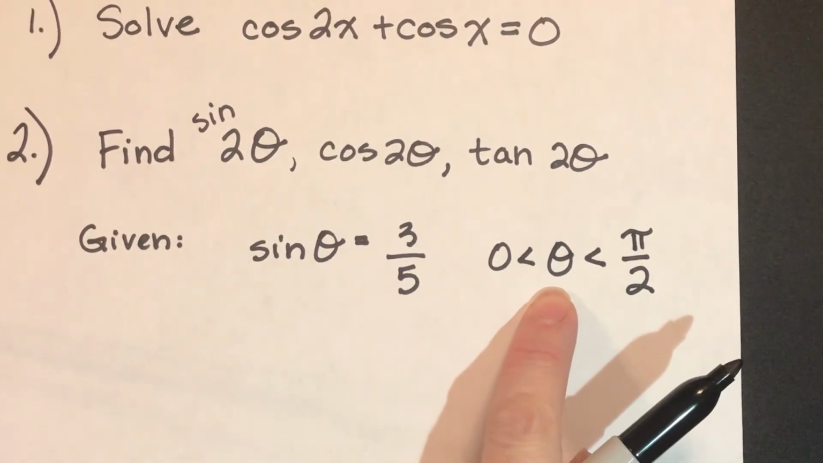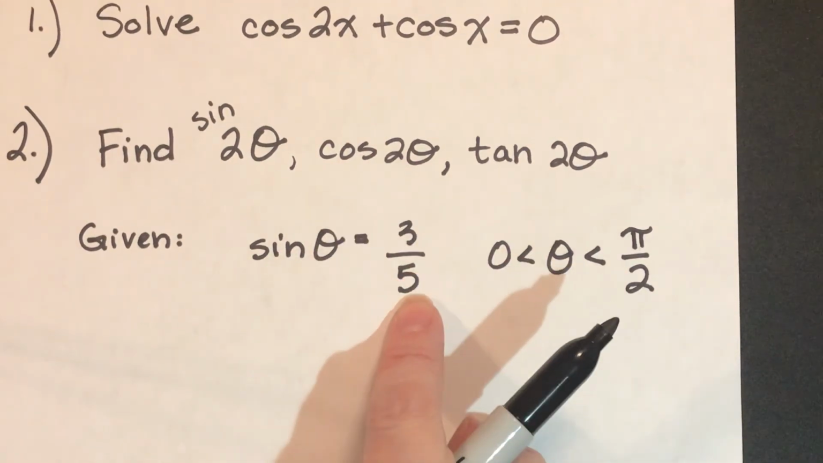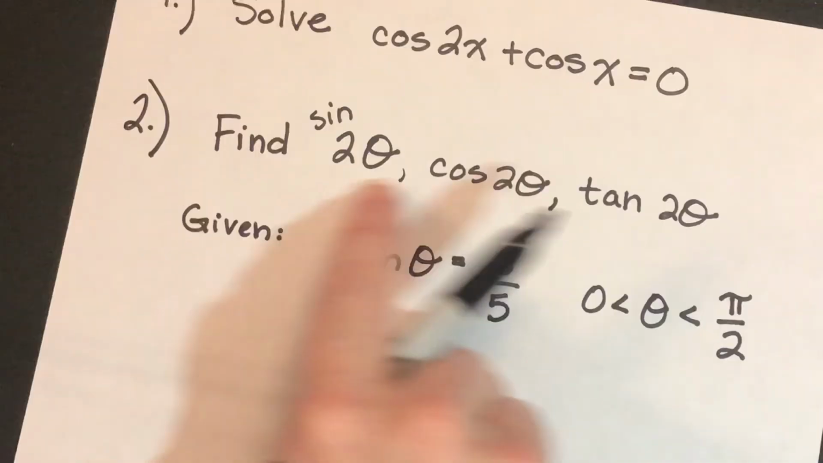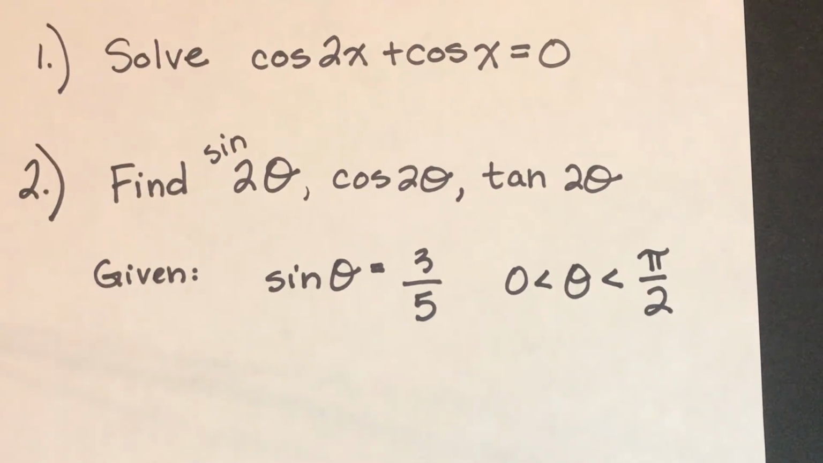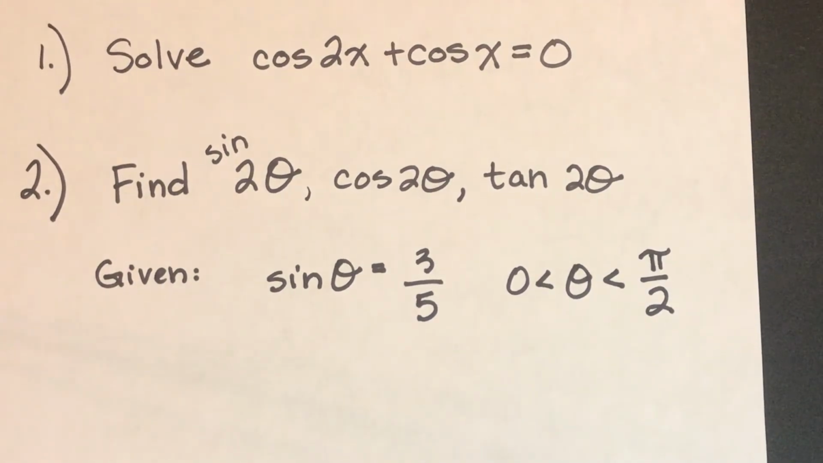So this is how you find the quadrant. This is the information you're given. You find all of those. All right. We will stop there.